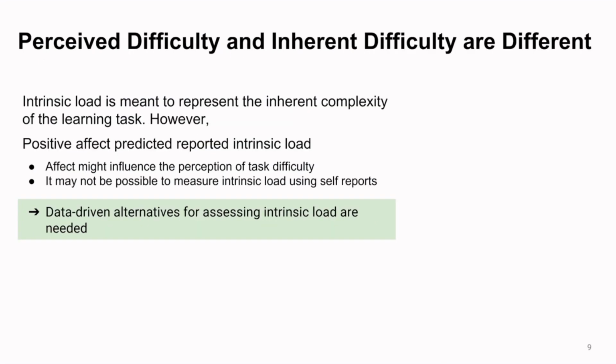Here we look at the result about intrinsic load, which is meant to represent the inherent complexity of the learning task and should not be directly influenced by the affect. However, positive affect predicted the reported intrinsic load, and this incongruity may be because self-reported scores are likely to capture the perceived difficulty rather than fully reflecting the task's inherent difficulty. Based on this finding, we highlight that data-driven alternatives are needed for assessing intrinsic load.